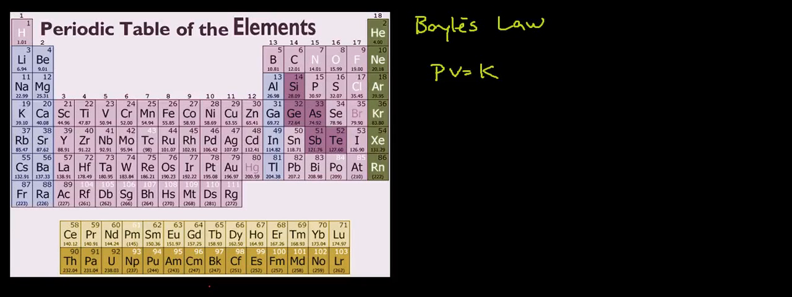Boyle's law says that the pressure times the volume of a gas is equal to a constant, and this is assuming that it is an ideal gas. Real gases behave slightly differently, although it very closely approaches these values.